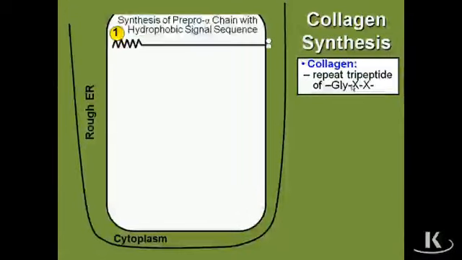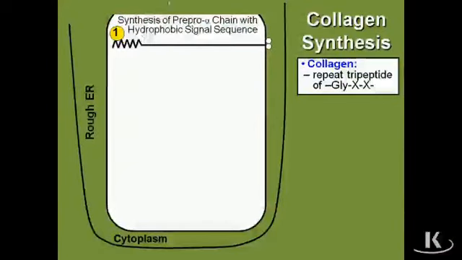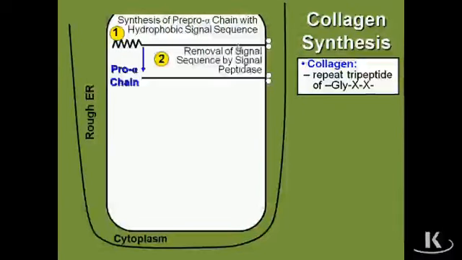Now, to synthesize collagen, it's initially synthesized on a ribosome, which through an N-terminal hydrophobic signal sequence is then extruded into the endoplasmic reticulum. We call this pre-pro alpha collagen. So the hydrophobic signal sequence helps the pre-pro alpha chain of collagen get into the endoplasmic reticulum. Immediately, the signal peptide is going to be cleaved off by the signal peptidase. So at this point, we now have a pro-alpha chain of collagen.